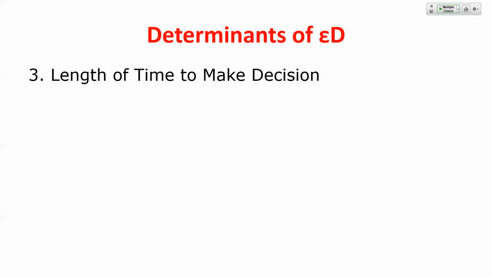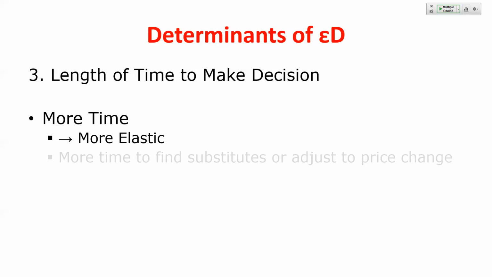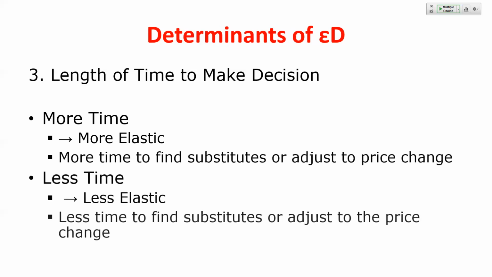So the longer I have to make a decision, the more elastic or more responsive I can be. So more time, I can be more elastic, right? I have more time to make my decision and try to find a cheaper price. Less time, right? I don't have any time to go find a similar substitute. I need this now, and so you can jack the price up right now, and I'm still going to need to buy it.